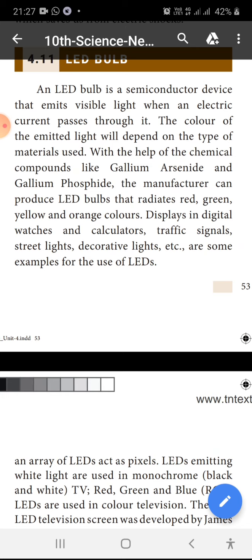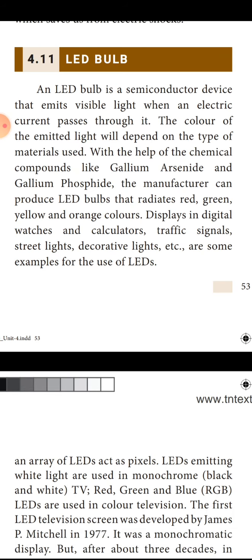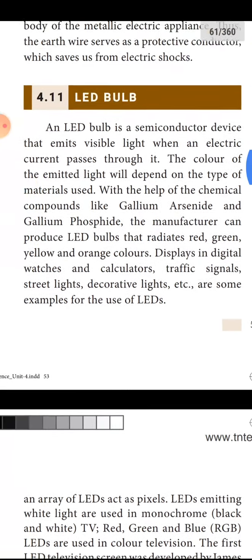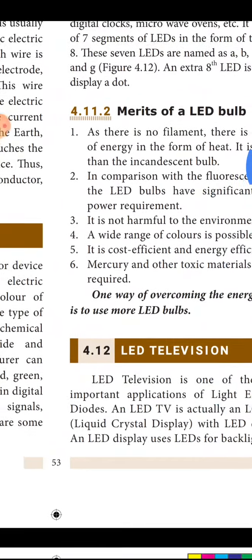With the help of chemical compounds like gallium arsenide and gallium phosphide, the manufacturer can produce LED bulbs that radiate red, green, yellow and orange colors. Displays in digital watches and calculators, traffic signals, street lights, decorative lights, etc. are some of the examples for the use of LEDs.